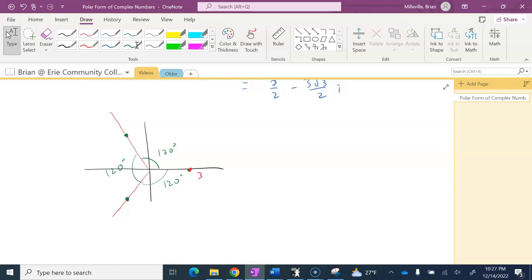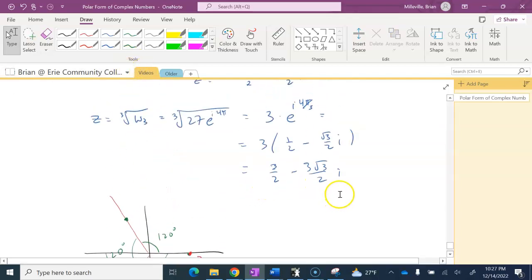Okay, so if you need to write them in rectangular form, we just showed how to do that, and then we just graphed it at the end.